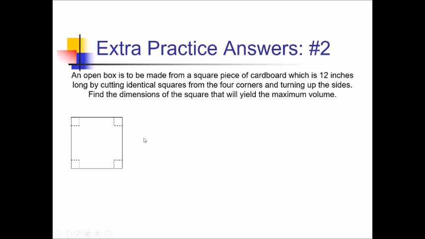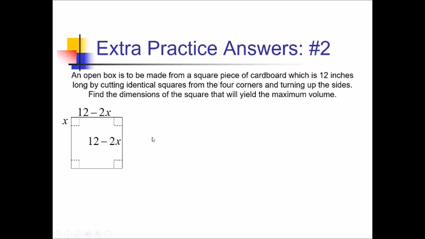So at some point I'm going to have to write a volume formula, but to do that, I want to get everything in terms of x, the length of this square here. So I'm going to need the dimensions of the other sides, because my volume formula is going to be length times width times height. Since each side is 12 inches, and I'm snipping an x out of each end, I'm going to end up with 12 minus 2x for the length of each of these sides.